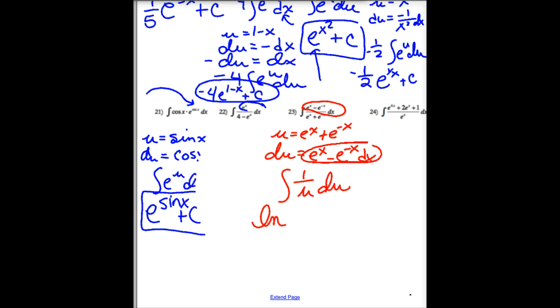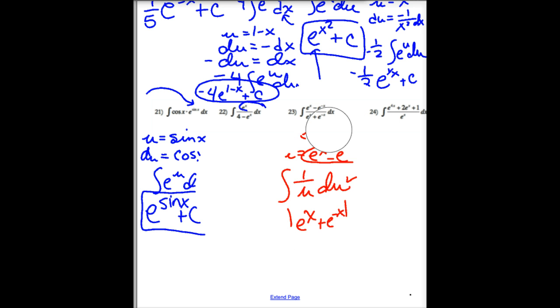This is the entire rest of the integrand right here. It's du over u, which is this format. So it's natural log absolute value of u plus our good friend Carl the constant, and I'm done. Let's go look at number 24.